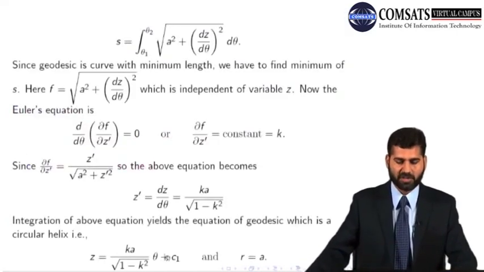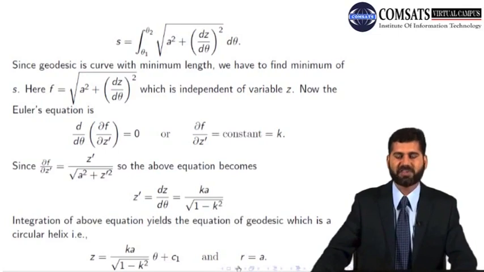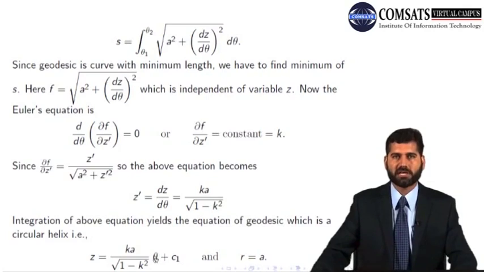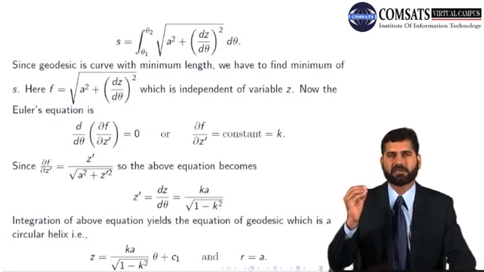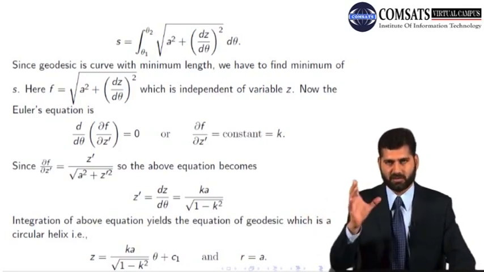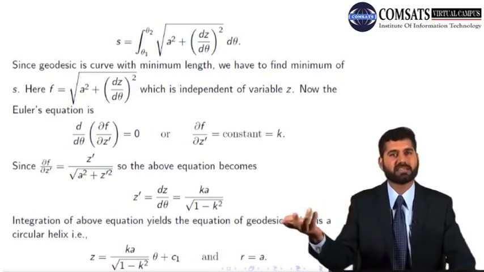All right, so now your z is given in terms of theta. It's in cylindrical coordinates. So integration of this equation yields the equation of the geodesic, which is a circular helix. z is equal to a constant times theta plus c1. This is a helix, and r is fixed at a. All right, if you want to find this expression in terms of x, y, z coordinates or parametric form, then x is equal to a cos theta, y is equal to a sin theta, and z is equal to just theta.